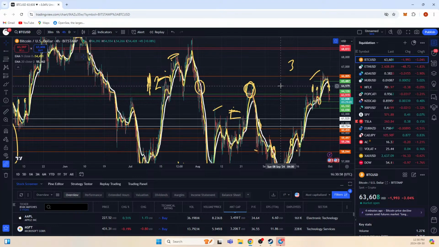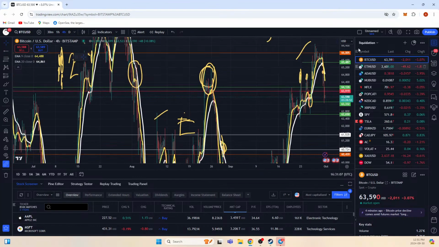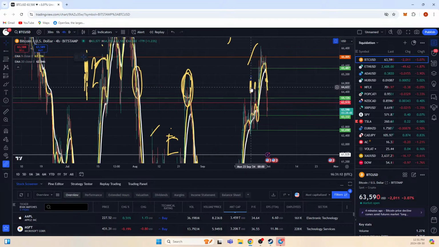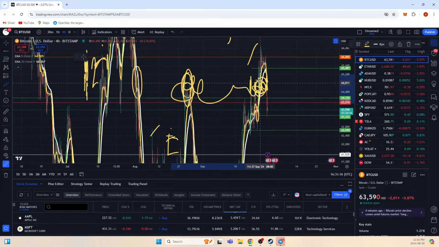Anyone else? 64,126. That's a random number. Oh wait, no, you're right. Okay, 64,126 is a correct answer. Why? Because that is the middle of the W. Any squeeze above that zone is going to cause the W formation to complete.